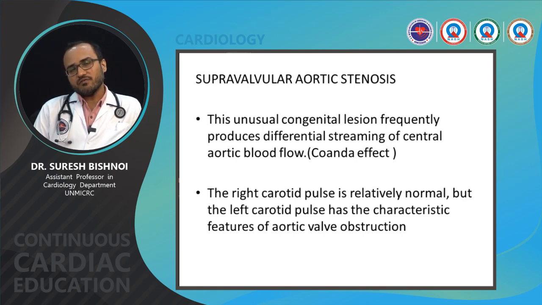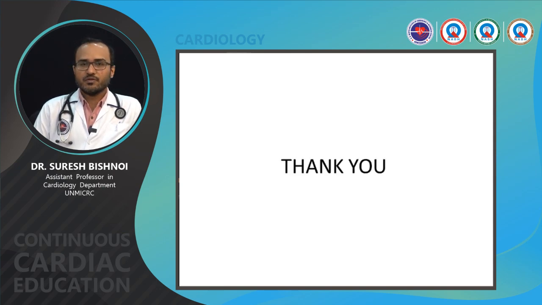So this is the importance of examining all the peripheral pulses. Sometimes you only examine the right carotid pulse and you may miss the diagnosis of supravalvular aortic stenosis. So by palpating both carotids simultaneously, you may get a clue of supravalvular aortic stenosis.